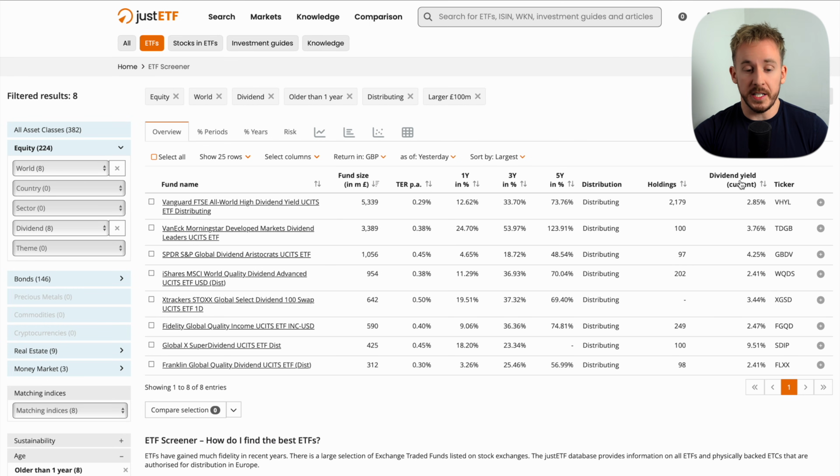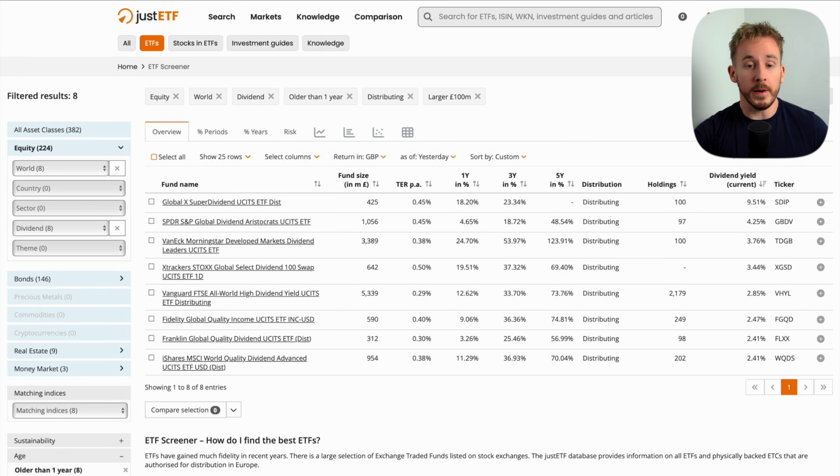Now, if I sort by dividend yield, you'll see that the one at the top is called Global X Super Dividend, and that has a yield of 9.51%, more than double that of the next closest one. And the reason I said the yield only makes up part of the story is that it doesn't tell you the state of the companies that are paying out the dividends. And it also doesn't include capital appreciation.